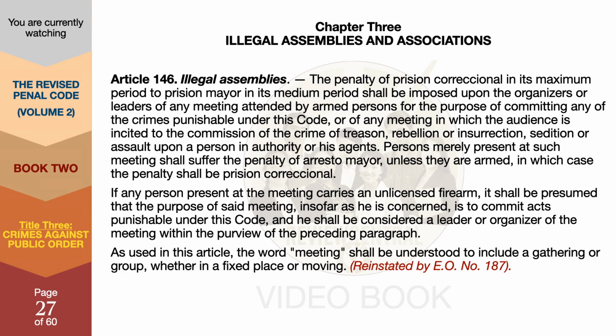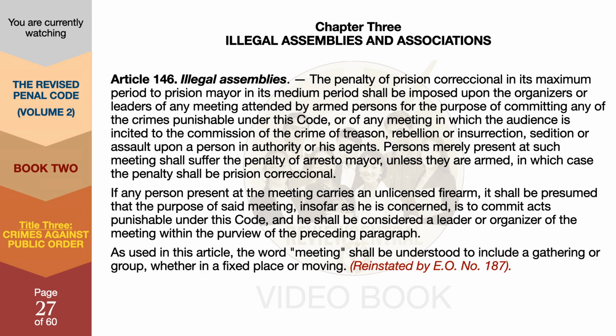Article 146. Illegal Assemblies. The penalty of prisión correccional in its maximum period to prisión mayor in its medium period shall be imposed upon the organizers or leaders of any meeting attended by armed persons for the purpose of committing any of the crimes punishable under this code, or of any meeting in which the audience is incited to the commission of the crime of treason, rebellion or insurrection, sedition or assault upon a person in authority or his agents.